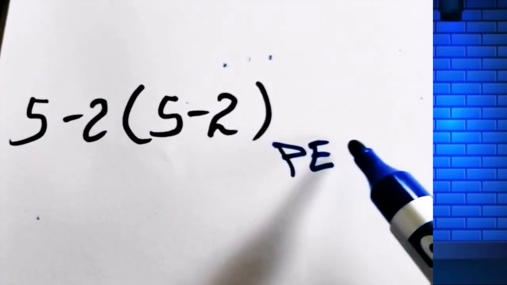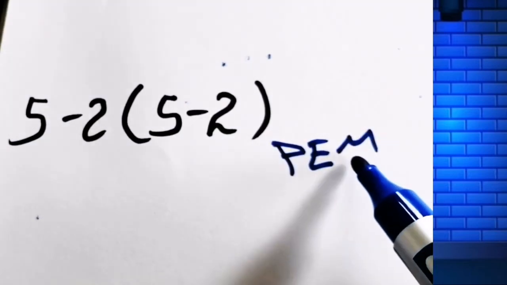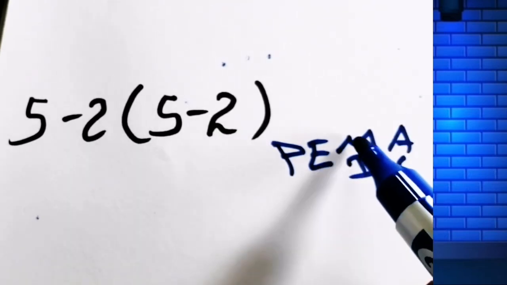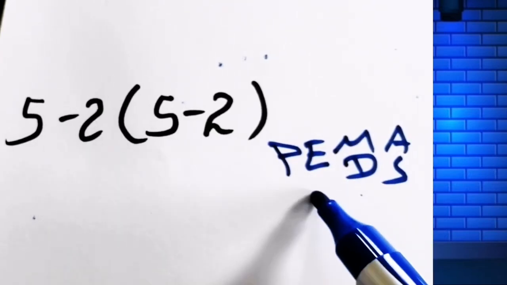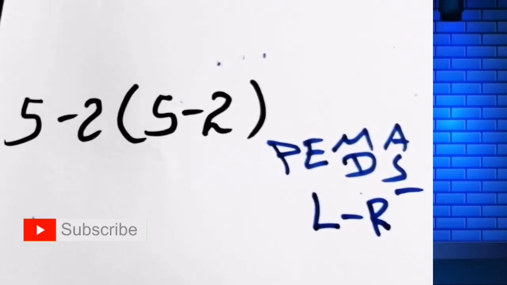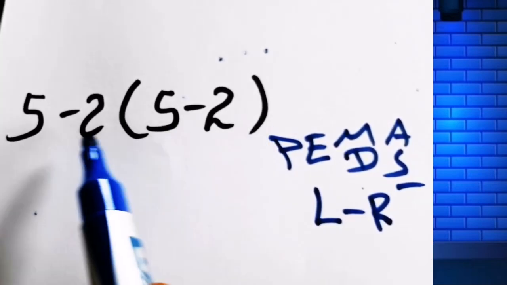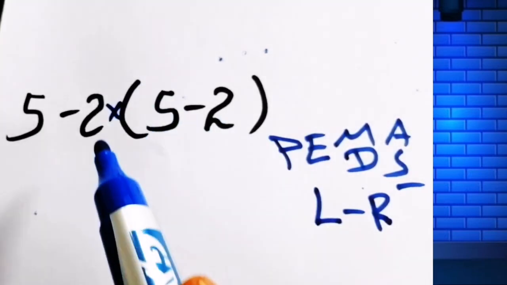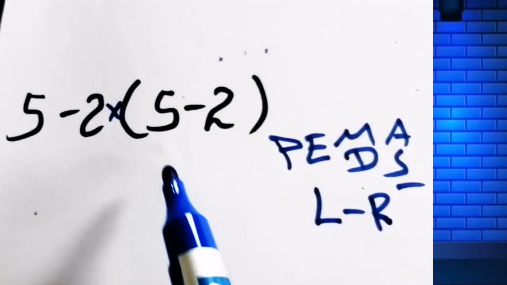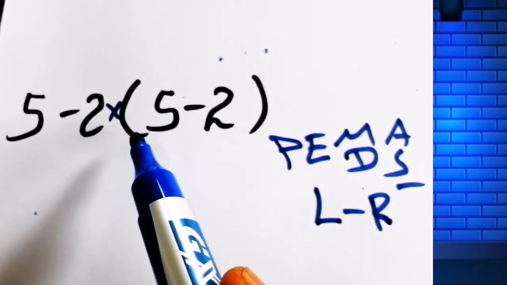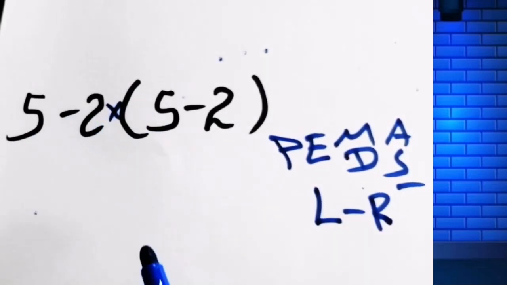parentheses, then exponent, and multiplication or division, and finally addition or subtraction. Remember that multiplication and division have equal priority, work from left to right. The same applies to addition and subtraction. In this expression, there is one subtraction here, one parenthesis, and one multiplication here. So according to PEMDAS, we need to do first this parenthesis, and next this multiplication, and finally this subtraction.